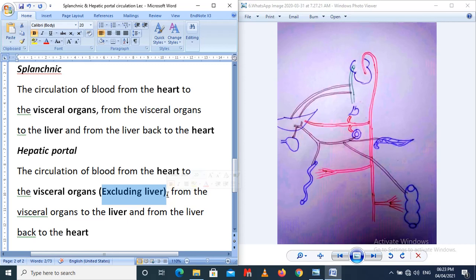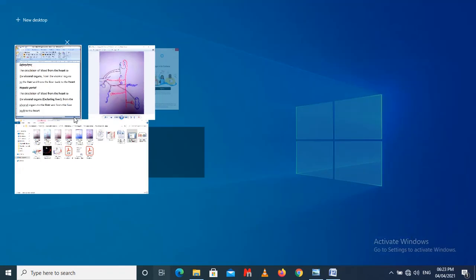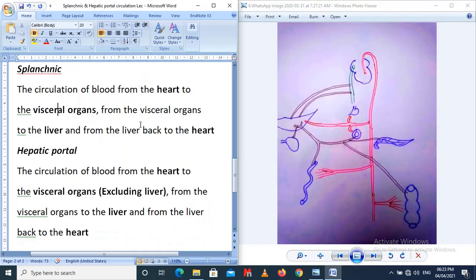The liver supply should be excluded. The supply of oxygenated blood directly from the aorta to the liver should be excluded. That will be called the hepatic portal circulation. While the splanchnic circulation includes the liver and all the visceral organs, and visceral organs include the liver also. So the splanchnic circulation is the circulation of blood from the heart to the visceral organs, from the visceral organ to the liver, and from the liver back to the heart. While the hepatic portal circulation is the circulation of blood from the heart to the visceral organ, excluding the liver.